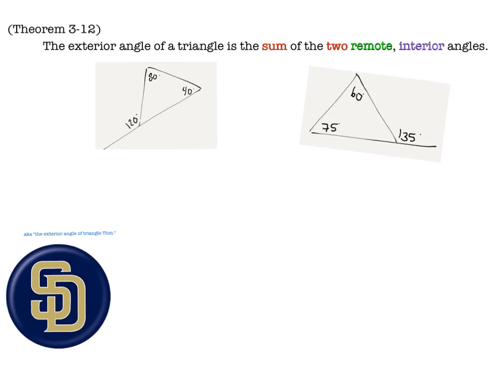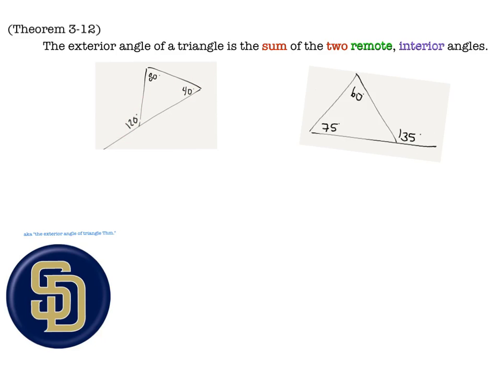So now in the bottom section of your notes, let's start by writing this theorem. It says the exterior angle of a triangle is the sum of the two remote interior angles. And I'd love for you to highlight or underline these words. What they're saying when they say two remote interior angles, they're talking about the two angles that are the furthest away from the exterior angle.